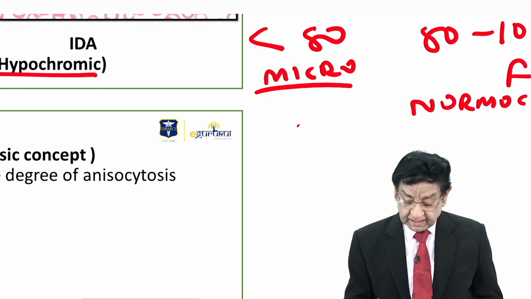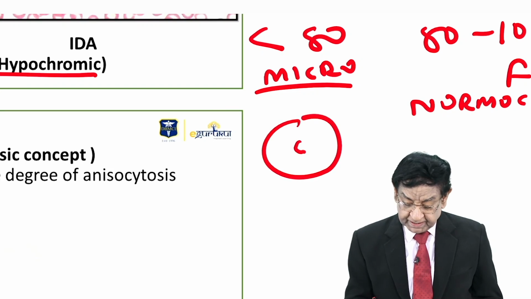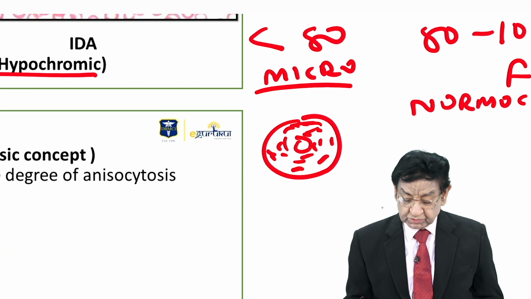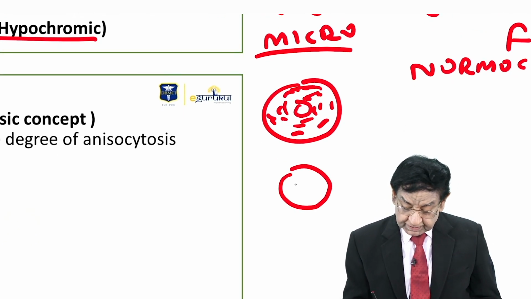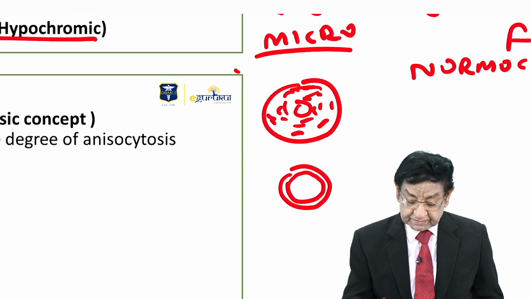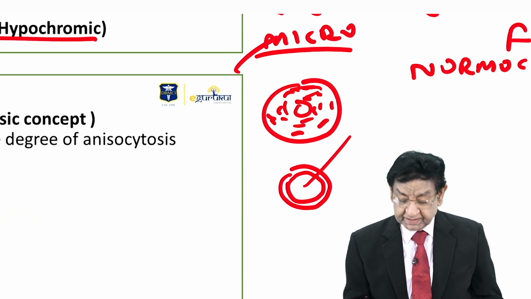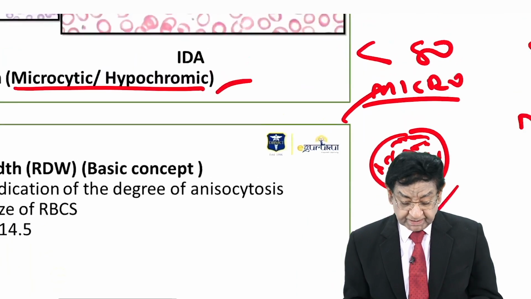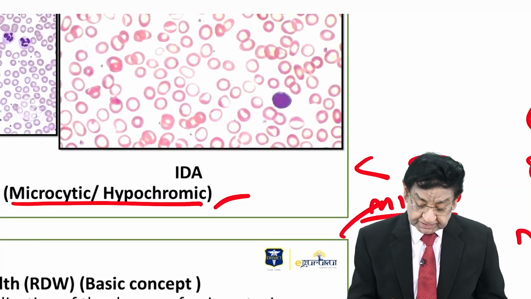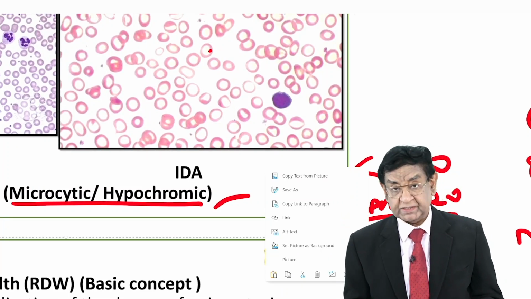Hypochromic: the RBC's central pallor is there, and this all is the pink area. In iron deficiency anemia, the size becomes smaller, but central pallor increases. Size becoming smaller is microcytic, and central pallor increasing is hypochromic anemia. So now you are convinced that when we get a microcytic hypochromic picture, you can see central pallor enlarged to a great extent.